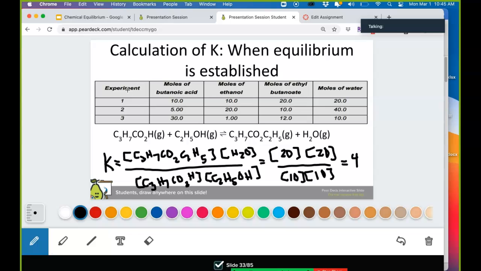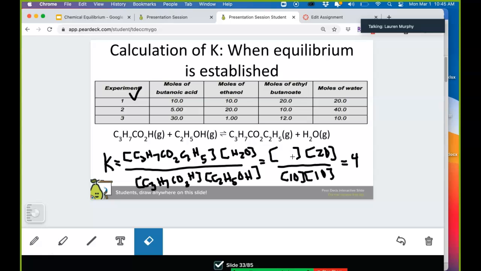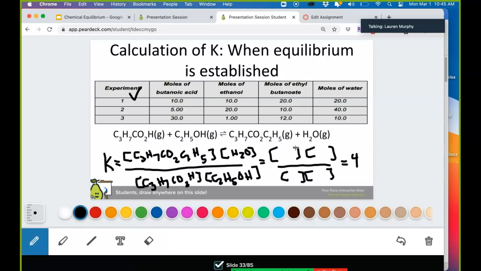Now we're going to do it again, but for experiment 2's values. The ethyl butanoate is 10, the water is 40, the butanoic acid is 5, and the ethanol is 20. So I just used all of experiment 2's data right here. 40 times 10 is 400, 20 times 5 is 100, so the answer is 4 again. The constant didn't change, even though the amounts were different. Let's do it for experiment number 3.